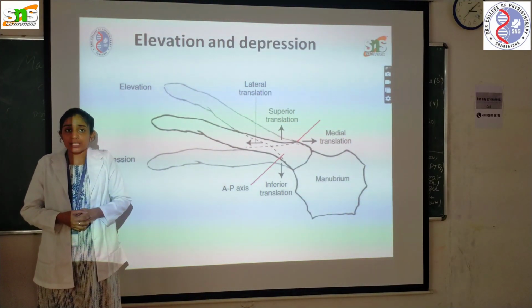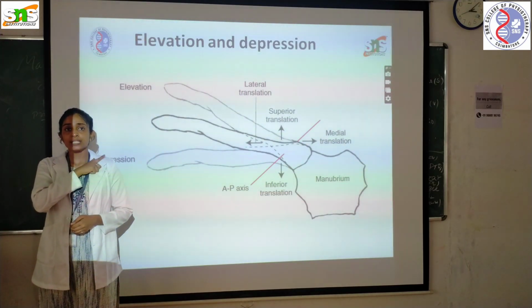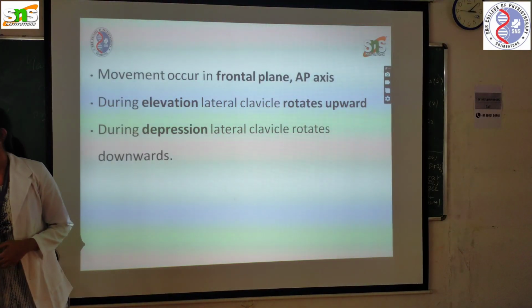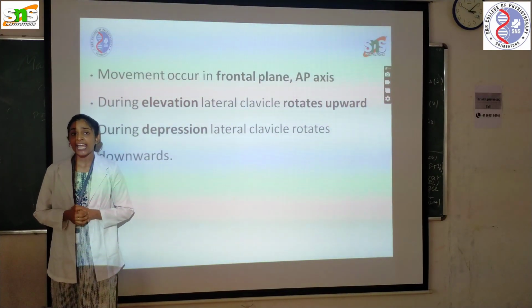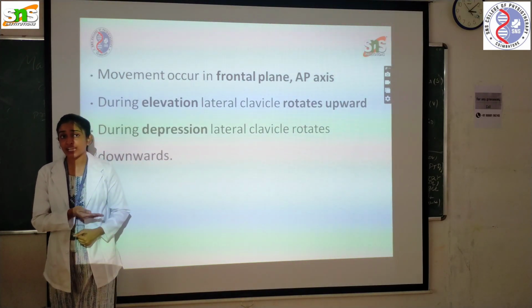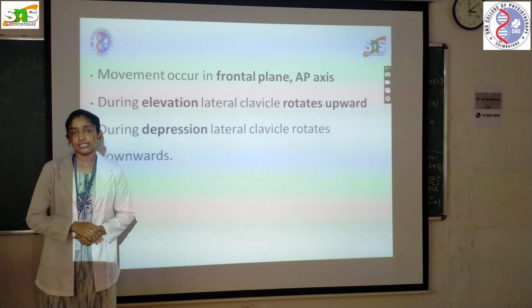And also during shrugging you can see the lateral end is moving up and down. So you can see the movement that is occurring in the frontal plane and around the anterior posterior axis, and during elevation the lateral end rotates up and during depression the lateral end comes down.